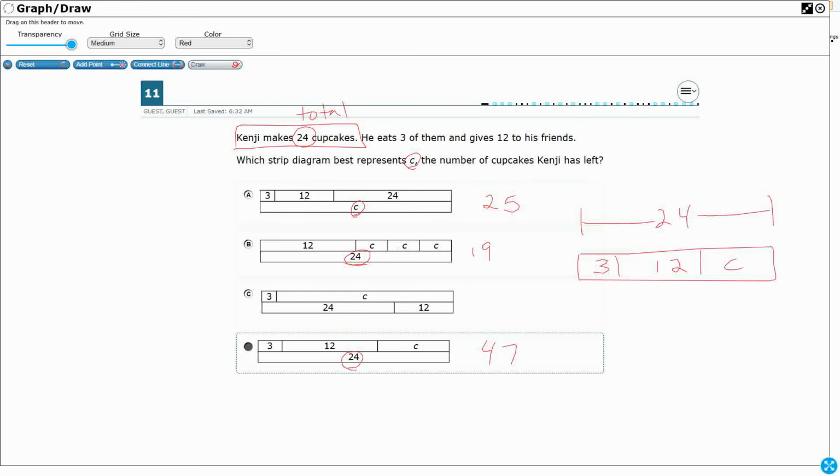We had 19% of our students get this. They obviously recognize that 24 was the total. They just messed up on what to do with the 3 and the C. And then we had 9% of our students choose this. So this was actually on the harder side. This was tied for our ninth most difficult item. And so we need to provide extra opportunities for when students are dealing with representing with an unknown quantity, where that C or that unknown is both the part and the whole. It needs to be both.